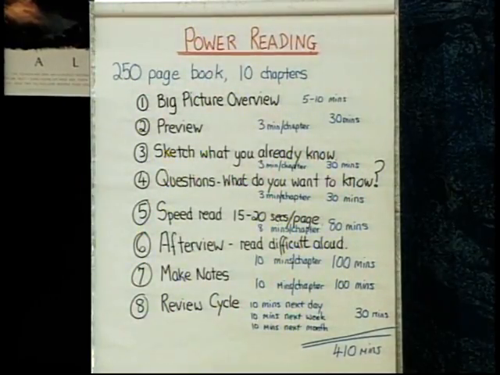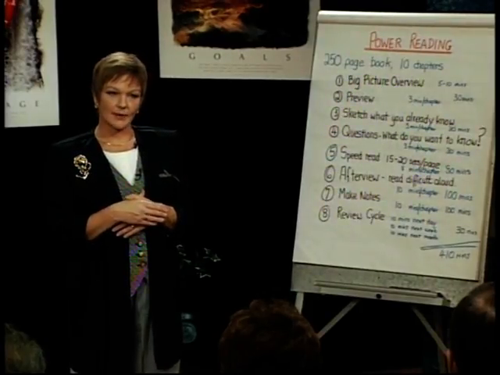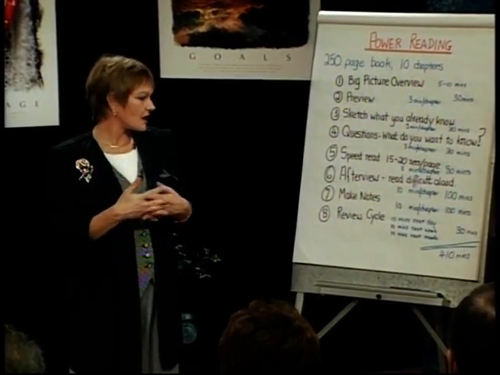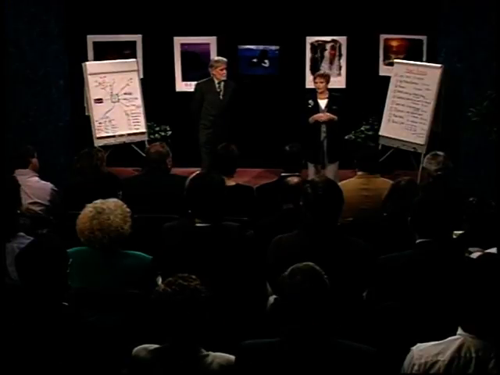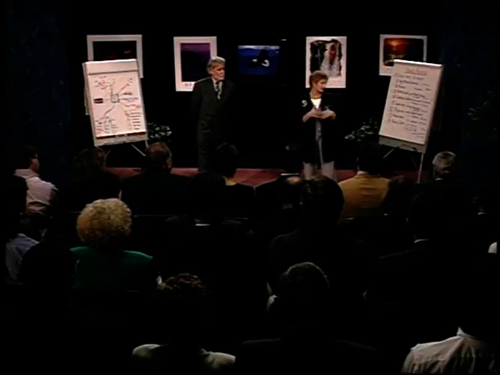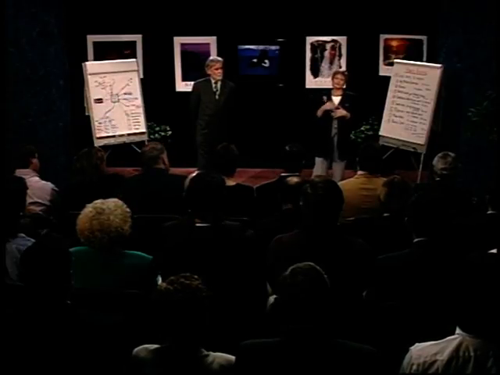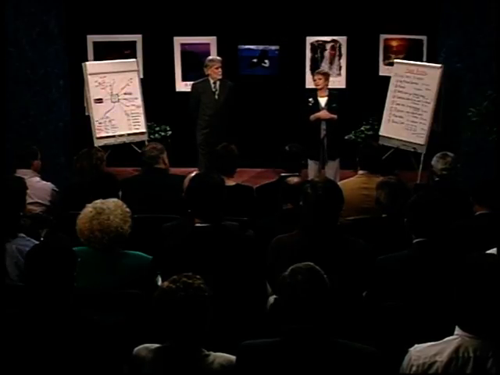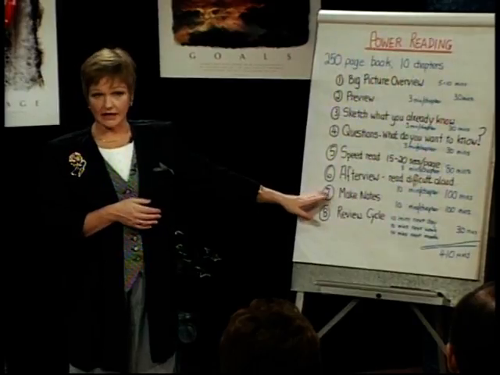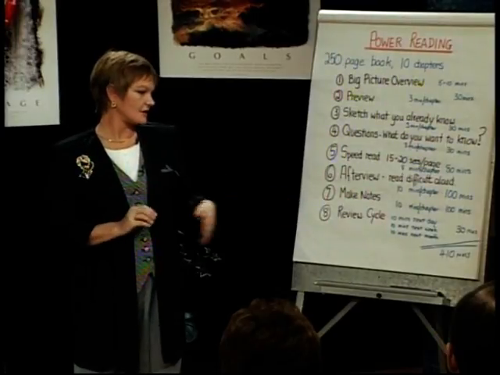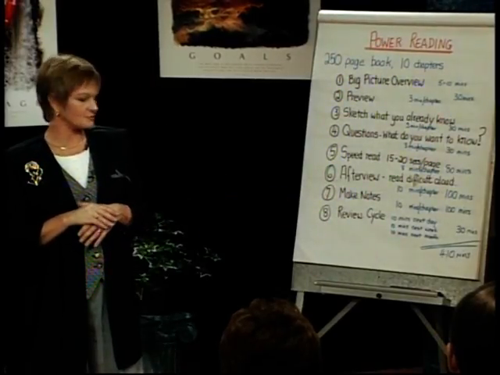We then go on to step 6, which is the after view. During your speed reading, there will have been sections that perhaps didn't quite gel as you went through. These are the more difficult ones, and we would recommend that you go back in this after view and read that paragraph out loud, because you're then hearing it as well as seeing it and saying it. We're adding more senses every time we do this. So for difficult paragraphs, spend about 10 minutes a chapter doing this. We then make notes. You're converting the information you've read into notes at 10 minutes a chapter, about 100 minutes.